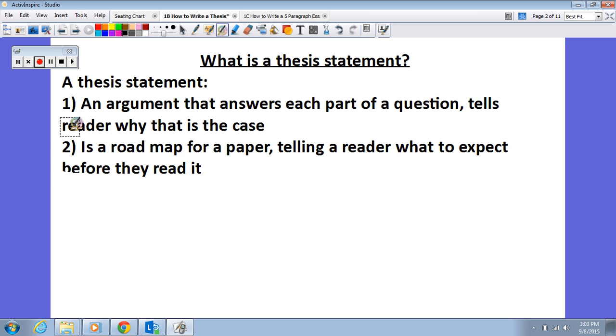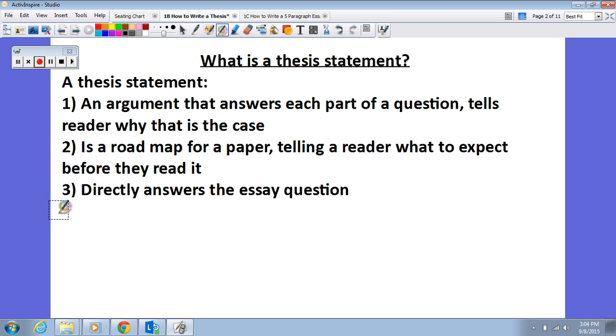All right, so it's going to tell the reader what to expect in the essay before they even read it. So give them some sense of what is coming, okay? Again, it's going to directly answer the essay question. So if the essay question is who's the greatest basketball player of all time, I want you to talk about who the greatest basketball player of all time is, not about grapefruits, okay?